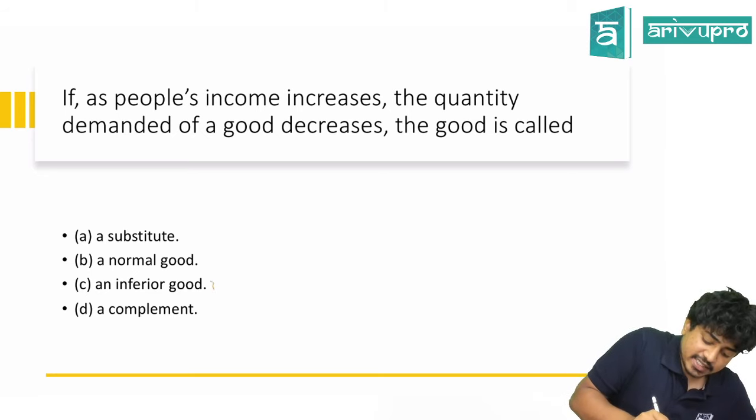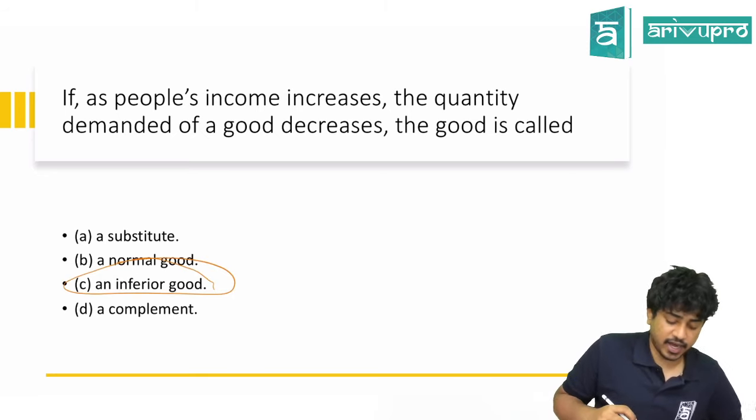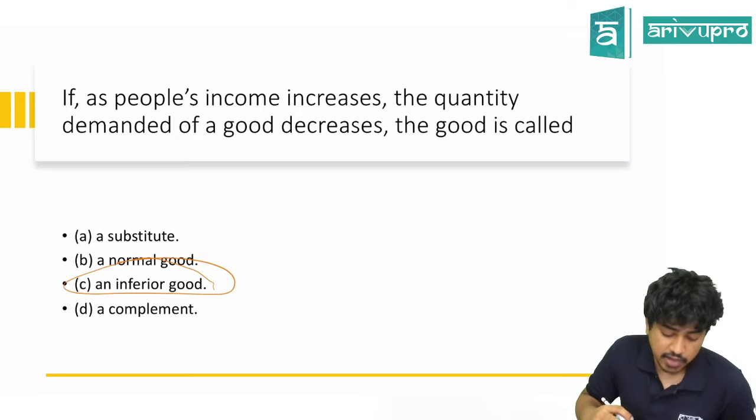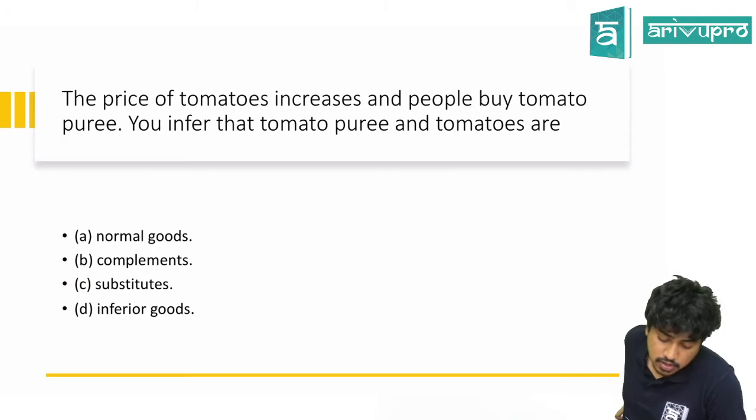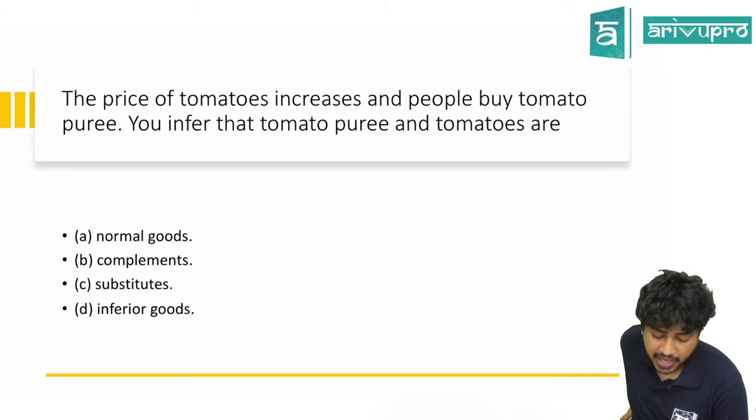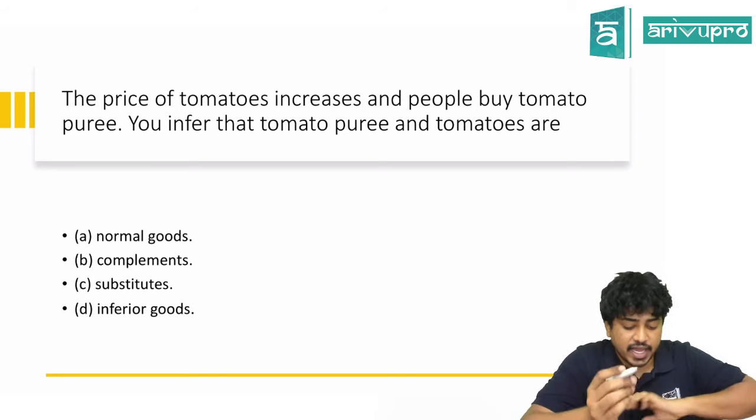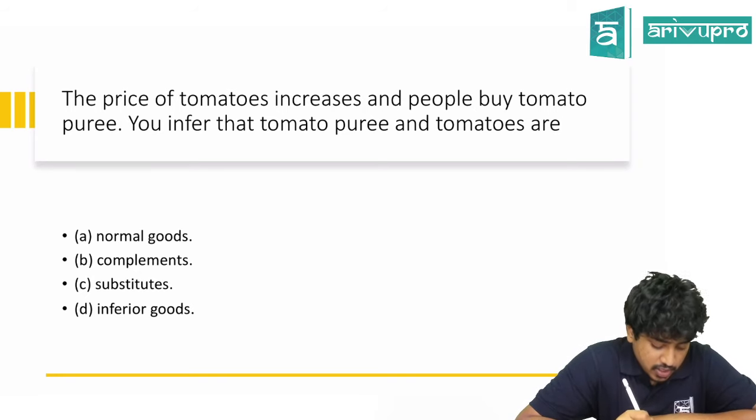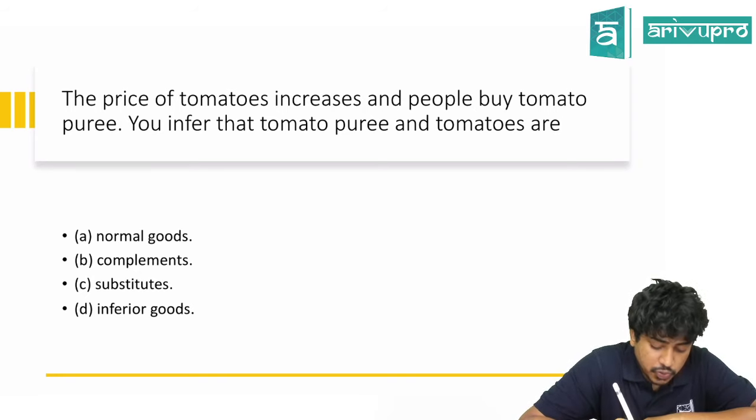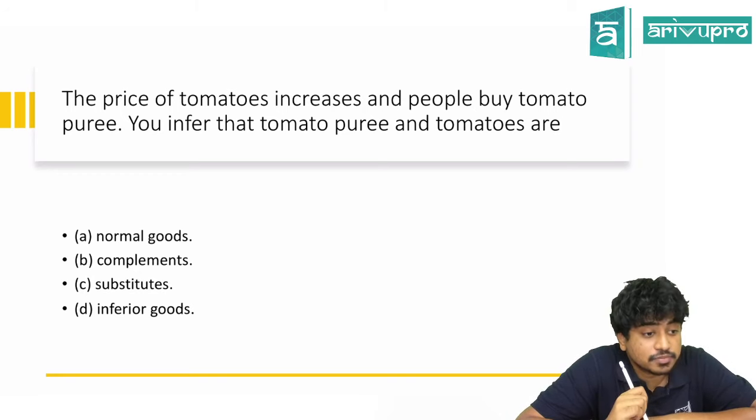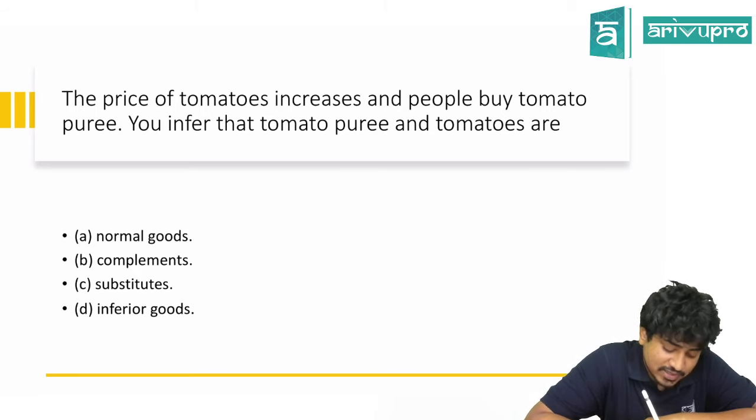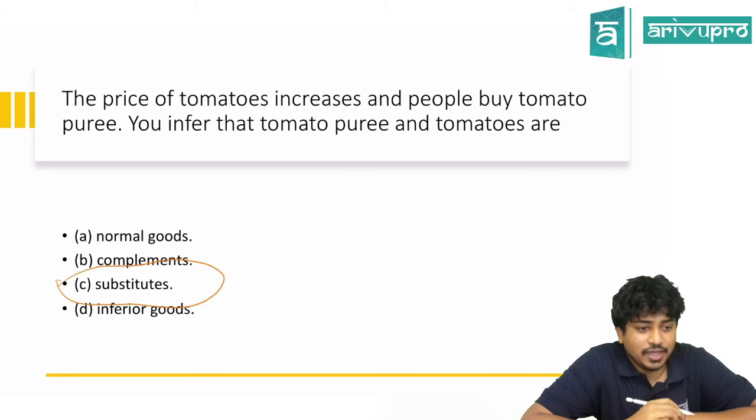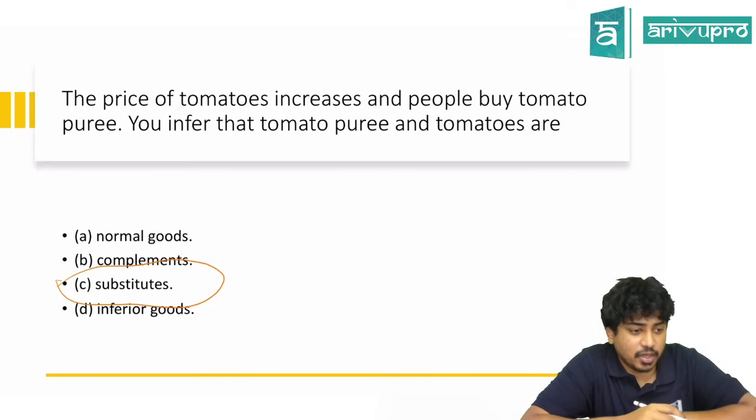Good is called inferior, right? If income increases and quantity demanded decreases, we call it inferior. Yes. If the price of tomato increases, people buy tomato puree. You infer that tomato puree and tomato are substitute goods. Instead of tomato, you're going to use tomato puree. Then they're substitutes, no?